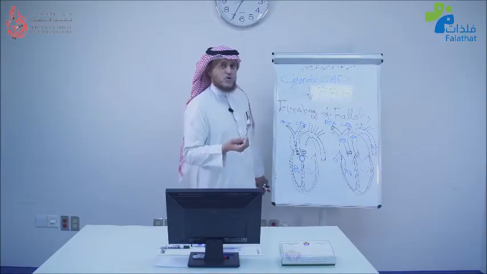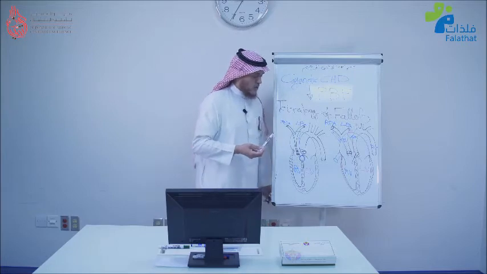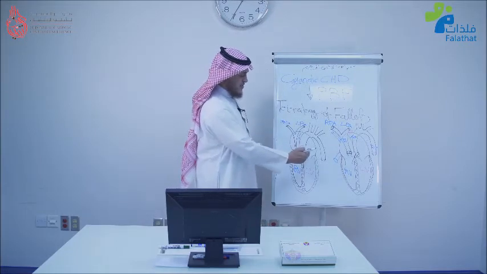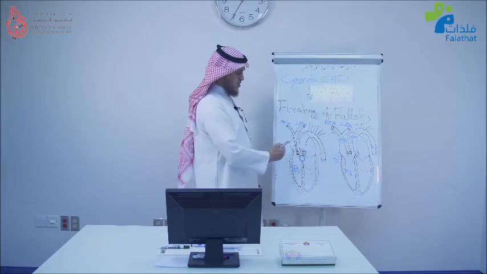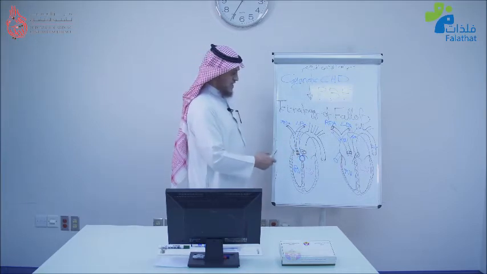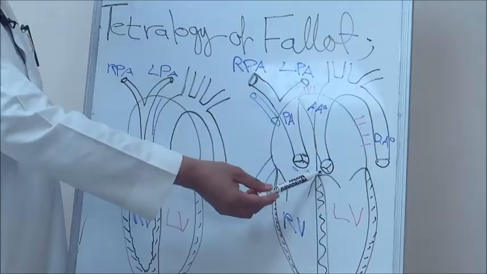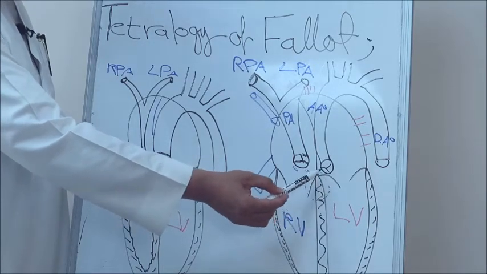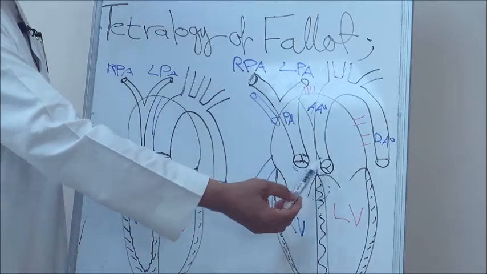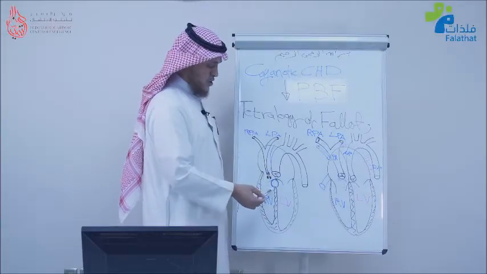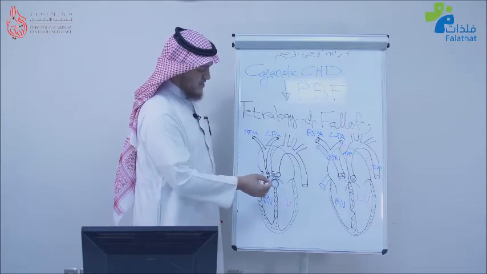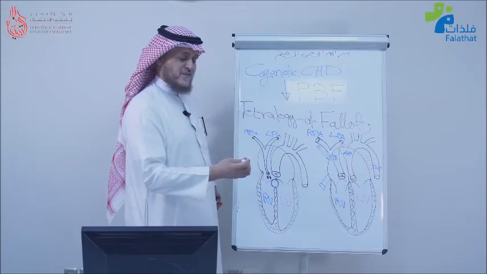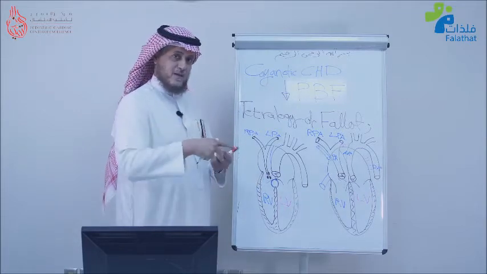So this is number 2 criteria in tetralogy of Fallot. Number 3, the aorta itself is slightly deviated to the right. It has moved slightly to the right. You can see here the aorta compared to the interventricular septum, it's to the left of it. But here in tetralogy, it's actually sitting on it. You see, it is sitting on it, or it is overriding it, okay?